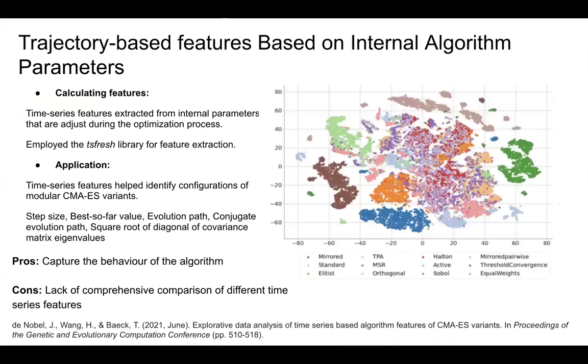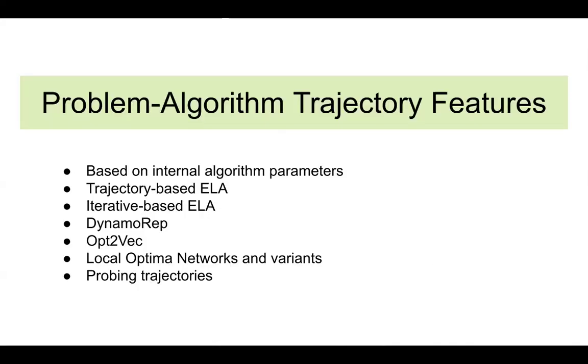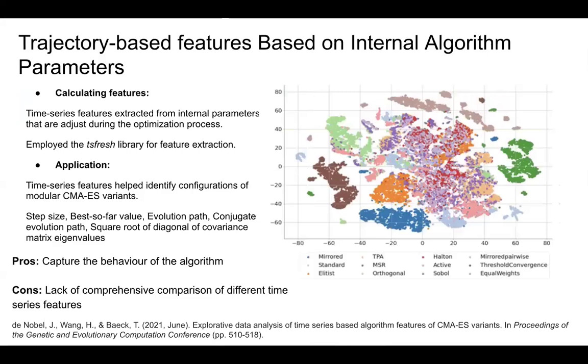And let's go. These are a lot of features based on internal algorithm parameters, trajectory-based, iteration-based, dynamic, and local optima networks, with thousands of variants of local optima networks. And then we have probing trajectories. First we start with the trajectory-based features based on the internal algorithm parameters.